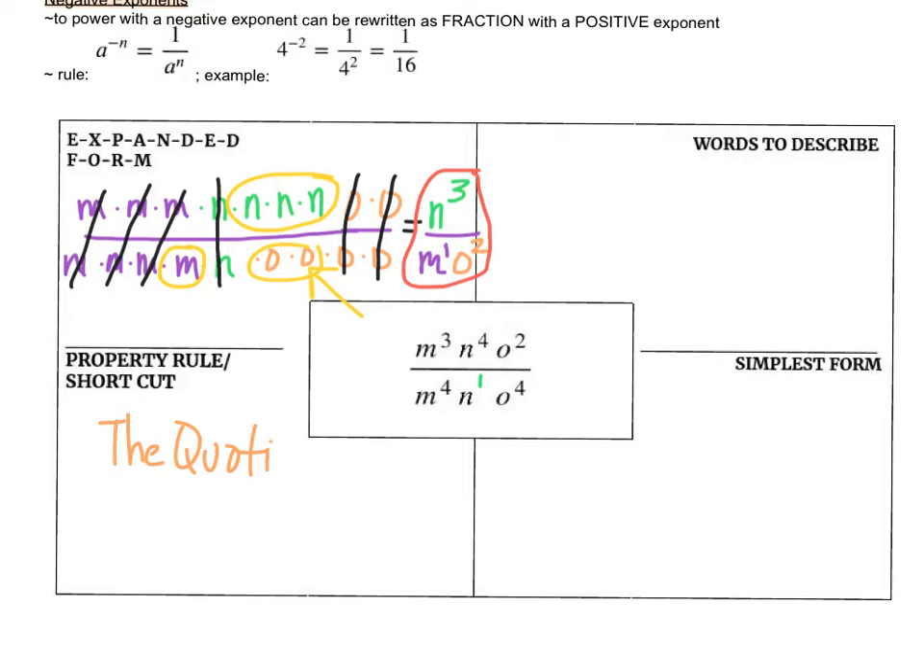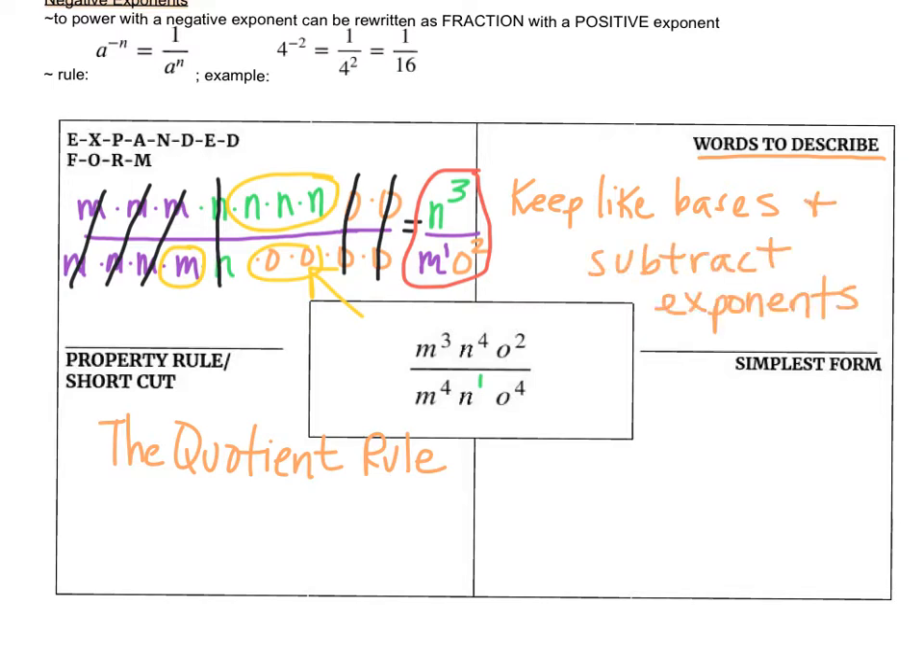So we're going to put the name of the shortcut or the property here. So words to describe. Well, if we're going to use the quotient rule, we're going to keep the like bases. So we keep the same base. So keep the like bases and subtract the exponents. So that's our keywords when we're using the quotient rule.